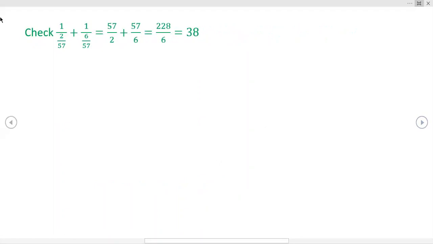All right, so right over here, this is the work. Again, the reciprocal of anything just means to invert the numerator and denominator. And so you get this result right here, 57 over 2 plus 57 over 6. Notice that 3 times 57 is 171, and when you add 171 to 57, you get 228, and 228 divided by 6 is 38. So it does check.